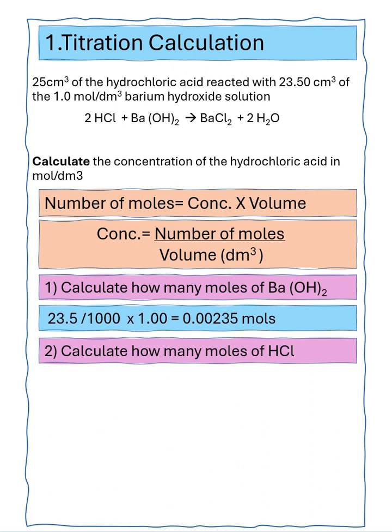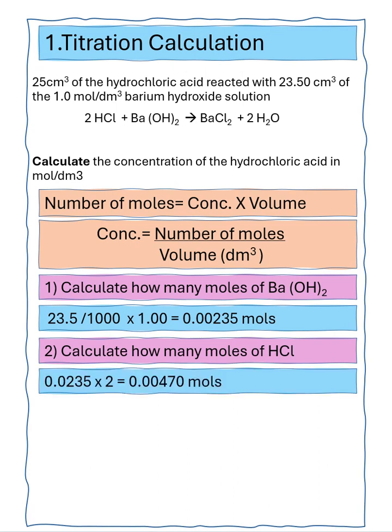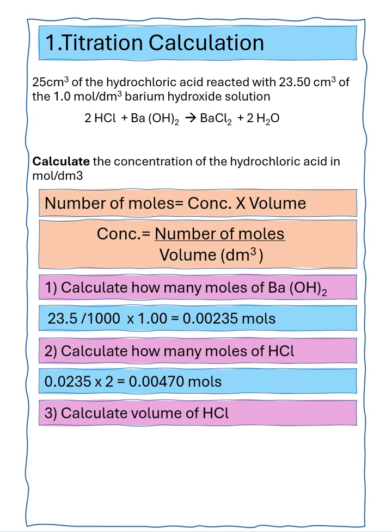We then need to use that to calculate how many moles of hydrochloric acid. If we look at the equation, we've got twice the number of moles of hydrochloric acid compared to barium hydroxide. So we multiply the number of moles by 2 to tell us the number of moles of hydrochloric acid, which is 0.0047. We can then use that to calculate the concentration of hydrochloric acid.